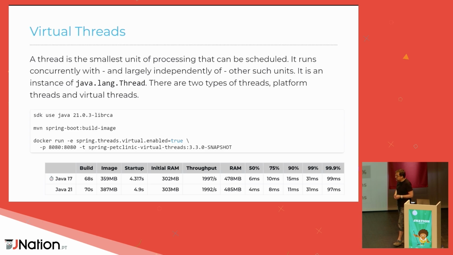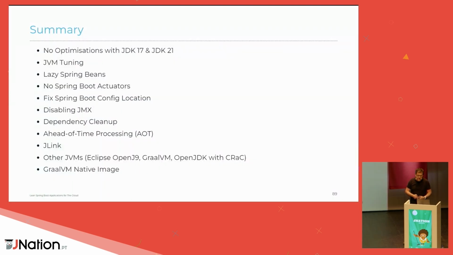So the less CPU, the bigger the difference you see when you use virtual threads. Virtual threads are just something you easily enable with a property, as you can see here, and you turn them on, and then Spring Boot is going to instruct, for example, Tomcat and other things to use virtual threads. So let's summarize everything.